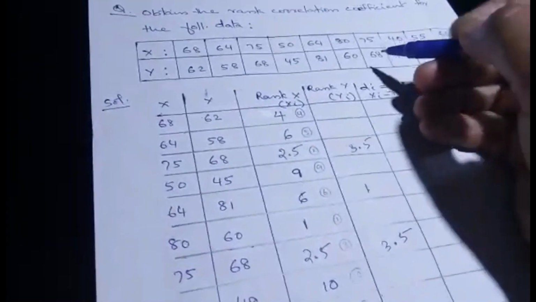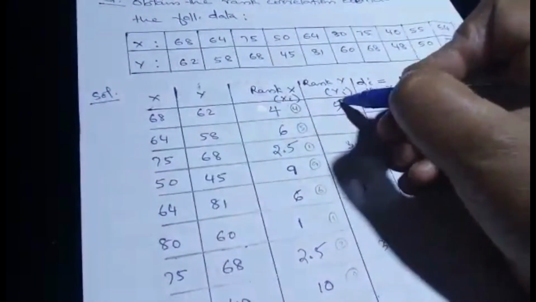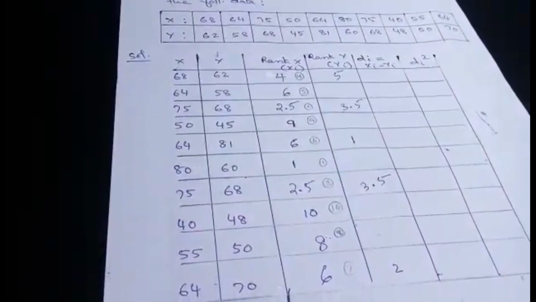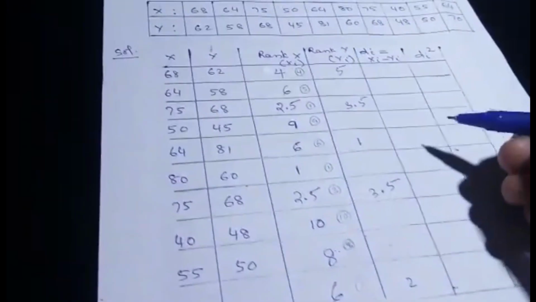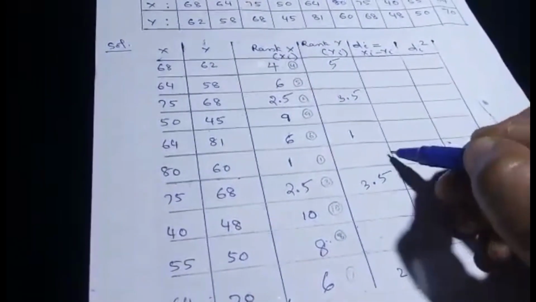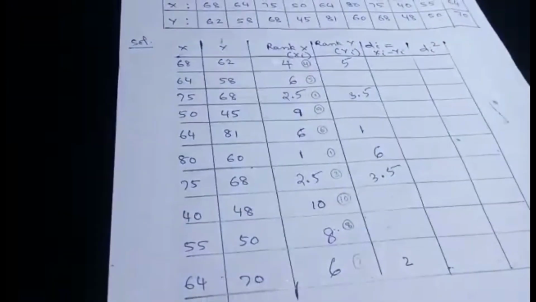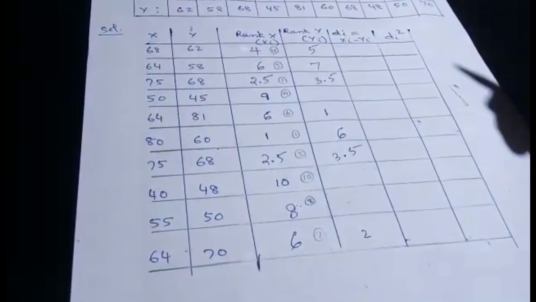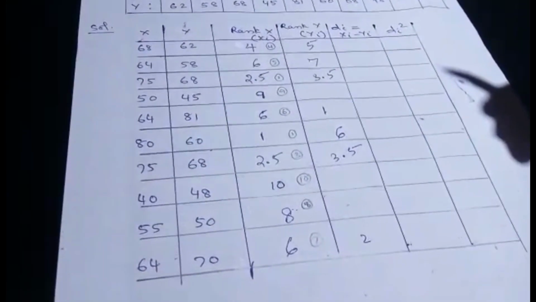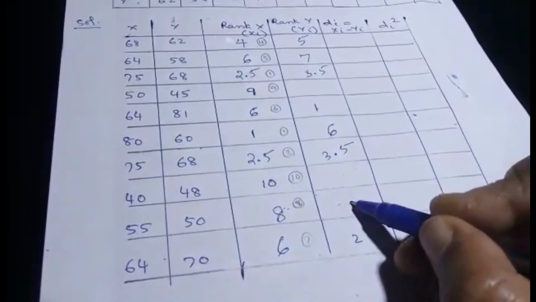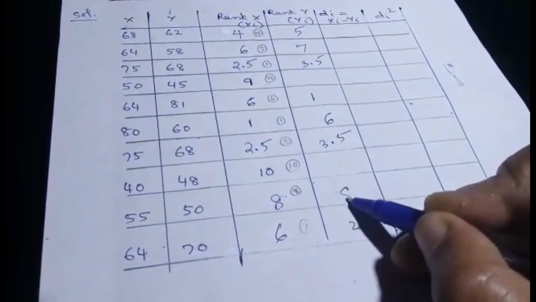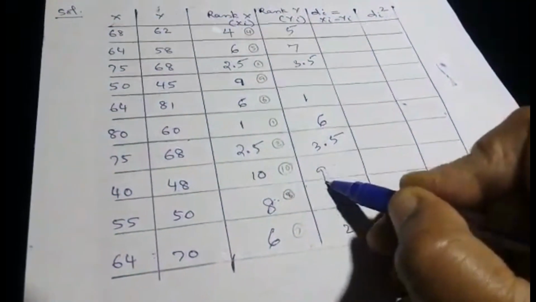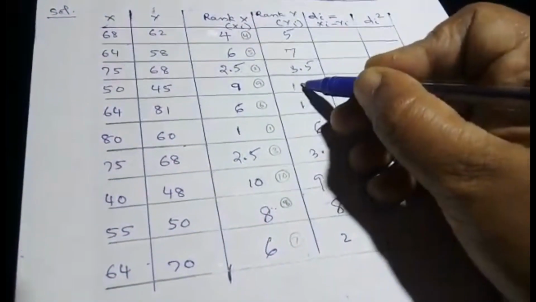And then the fifth rank is 62. After 62 you have 60, and that is the sixth rank. Then the seventh rank is 58. And then 8 is 50, 9 is 48 and 10 is 45.